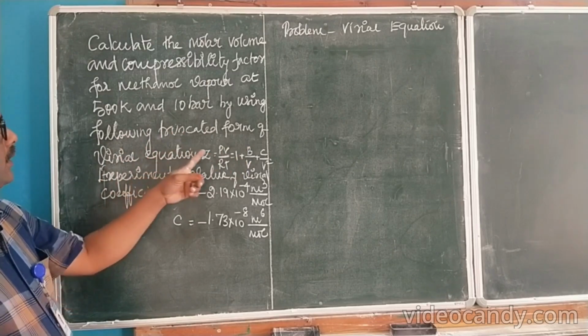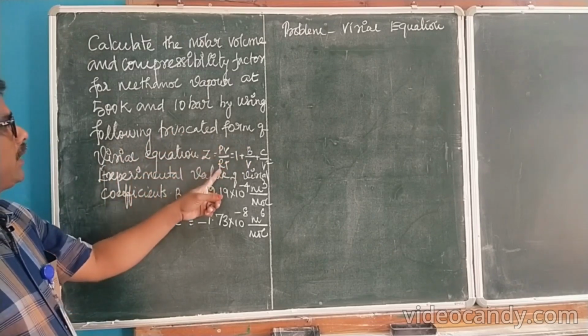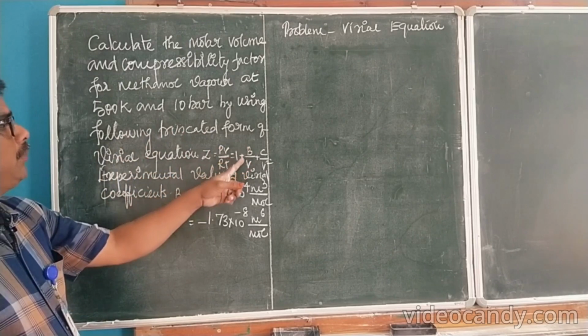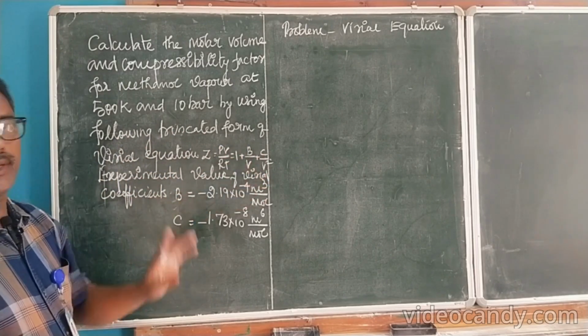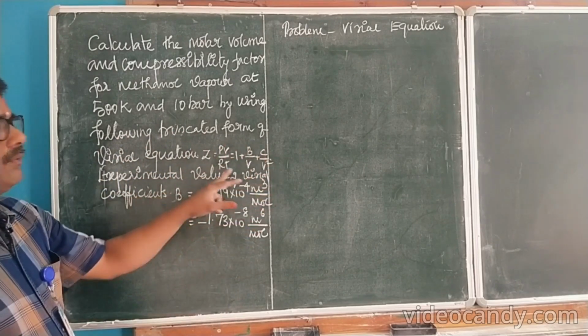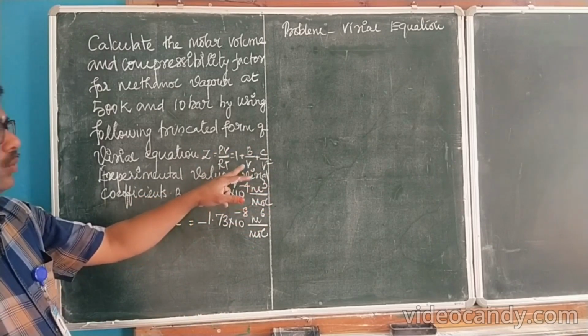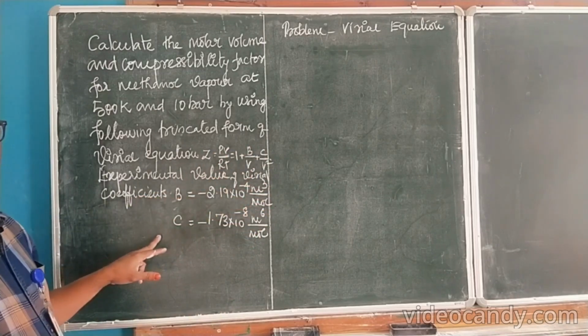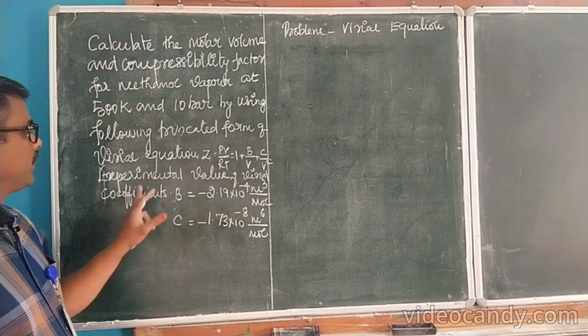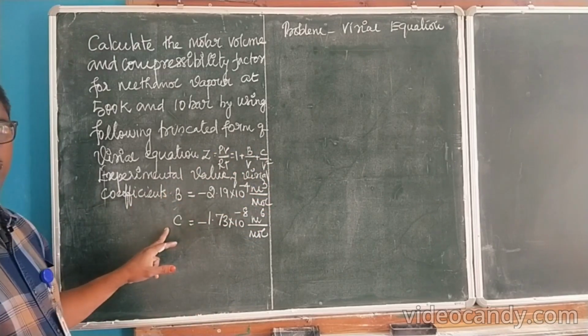Z is equal to PV by RT is equal to 1 plus B by V plus C by V square. This is the truncated form of Virial equation. The Virial coefficients B and C are given. The experimental values of Virial coefficients B and C are given in the problem.